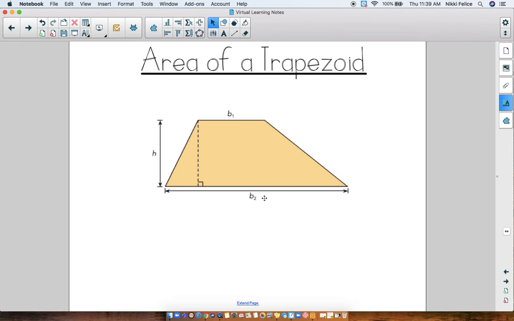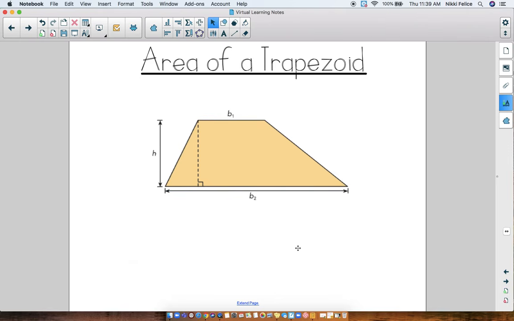So we call these base 1 and base 2. There's two bases for a trapezoid. So that's what the little 1 there is. And actually you say it base sub 1, base sub 2. And then the other two sides are slanted, kind of the way a triangle would be.